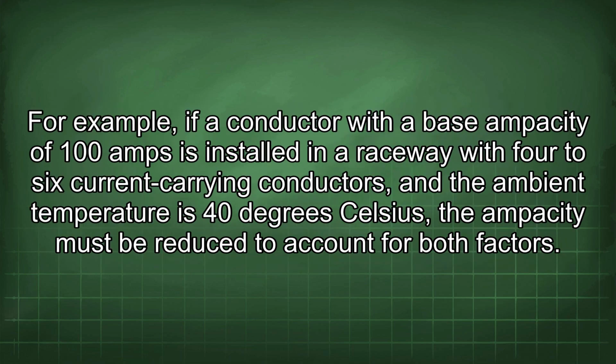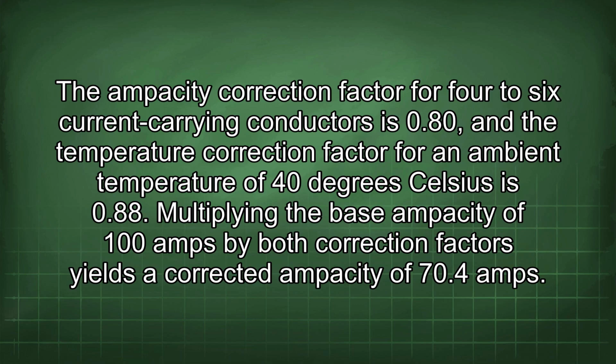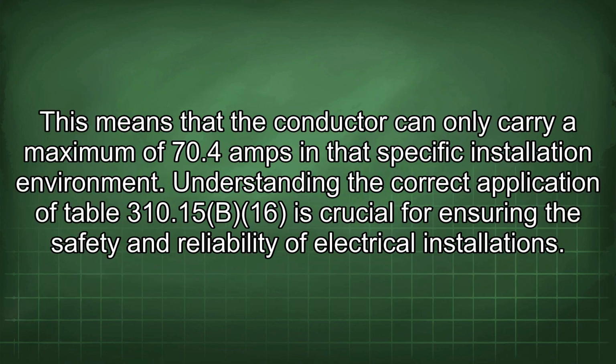For example, if a conductor with a base ampacity of 100 amps is installed in a raceway with 4 to 6 current carrying conductors, and the ambient temperature is 40 degrees Celsius, the ampacity must be reduced to account for both factors. The ampacity correction factor for 4 to 6 current carrying conductors is 0.80, and the temperature correction factor for an ambient temperature of 40 degrees Celsius is 0.88. Multiplying the base ampacity of 100 amps by both correction factors yields a corrected ampacity of 70.4 amps. This means that the conductor can only carry a maximum of 70.4 amps in that specific installation environment.